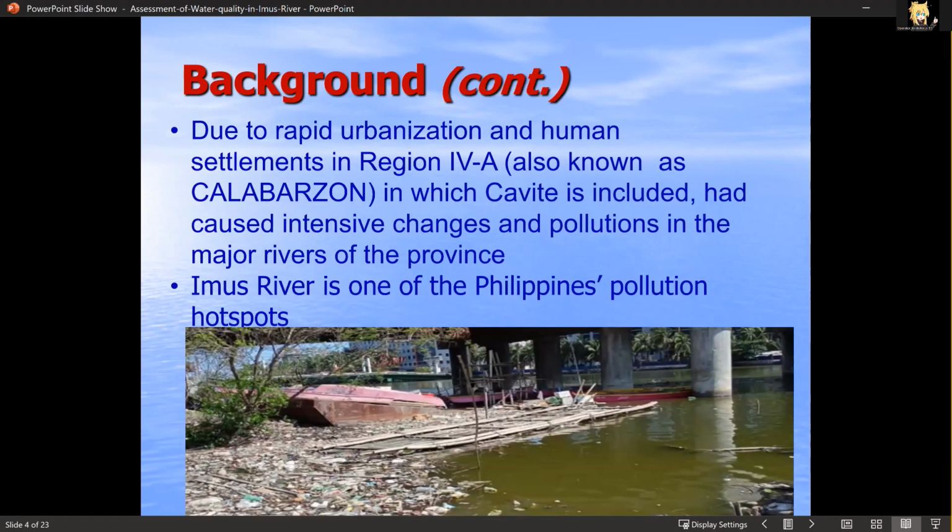Due to rapid urbanization and human settlement in Region 4A, also known as the Calabarzon zone, in which Cavite is included, there have been intensive changes and pollution in the major rivers of the province. Imus River, as one of those, is one of the Philippines' pollution hotspots.